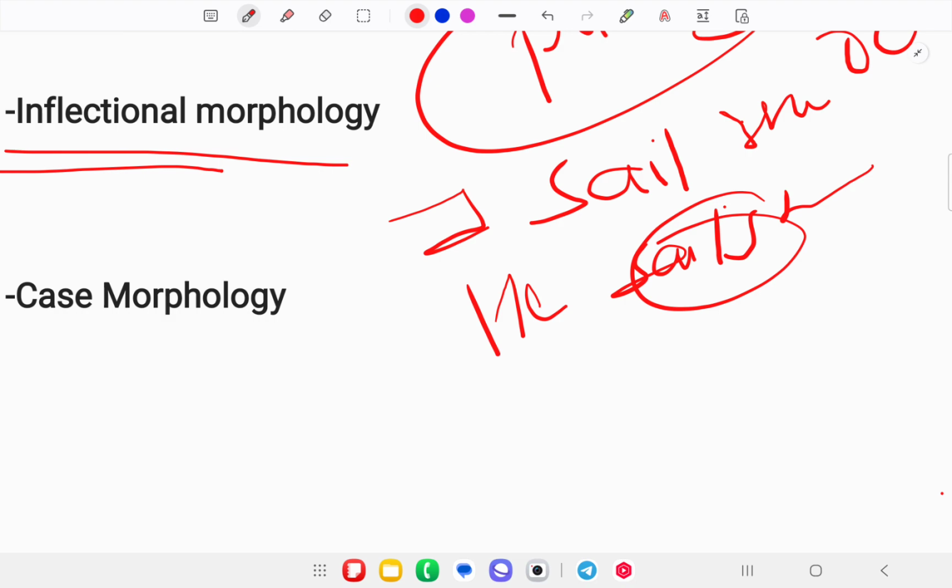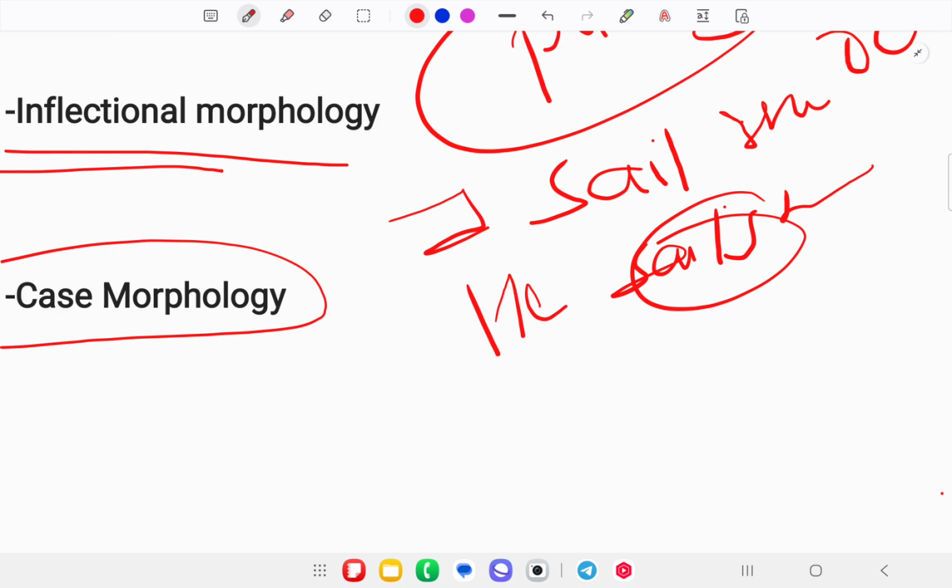third person agreement marker, and it signifies that the subject of the verb is third person and singular, and the verb is in present tense. So in simple language we can say that inflectional morphemes represent relationships between the different parts of a sentence. Next we have the last point, which is known to be case morphology.